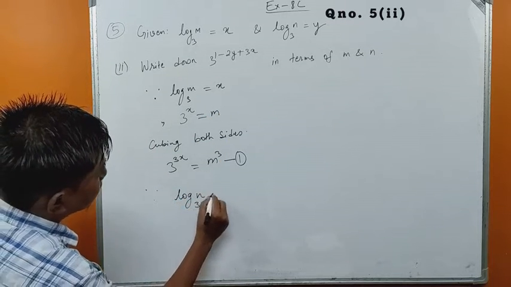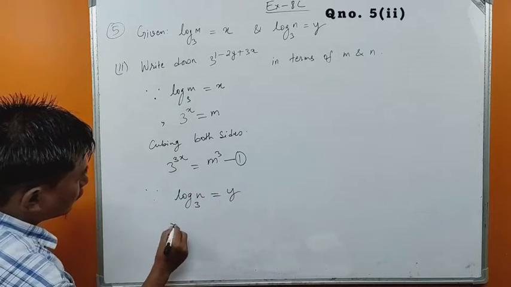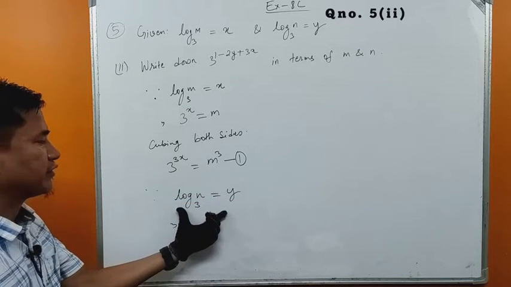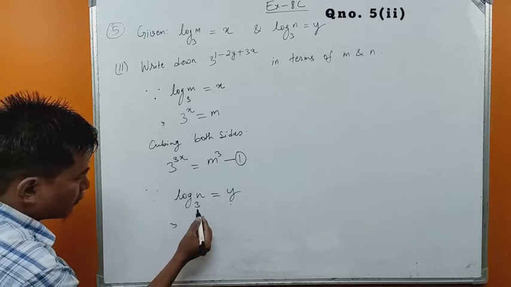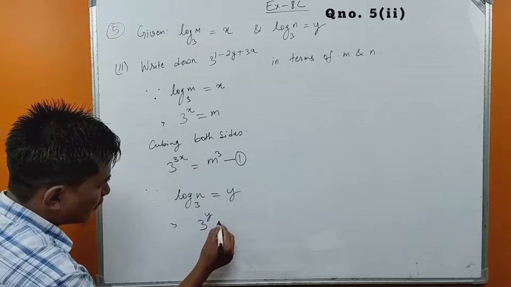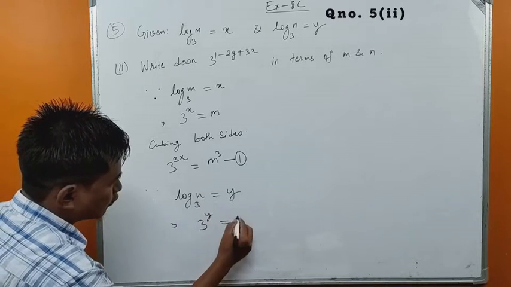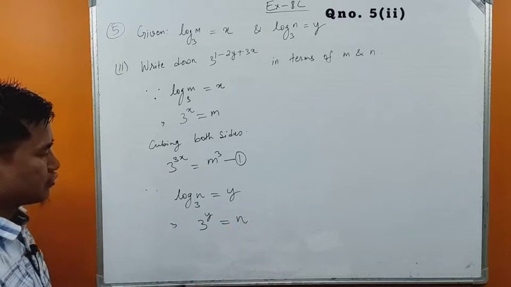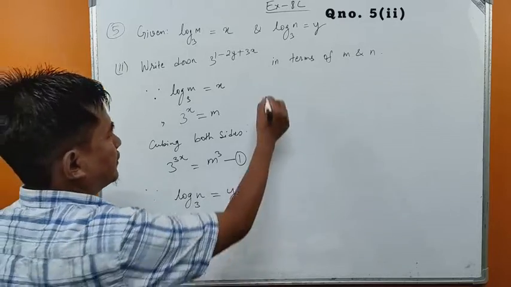Now we use the second condition, since log n to the base 3 equals y. This is also a logarithmic equation. We will convert this into exponential form. 3 is the base here, this y comes here as power, equals this n goes to the right hand side. 3 to the power y equals n.